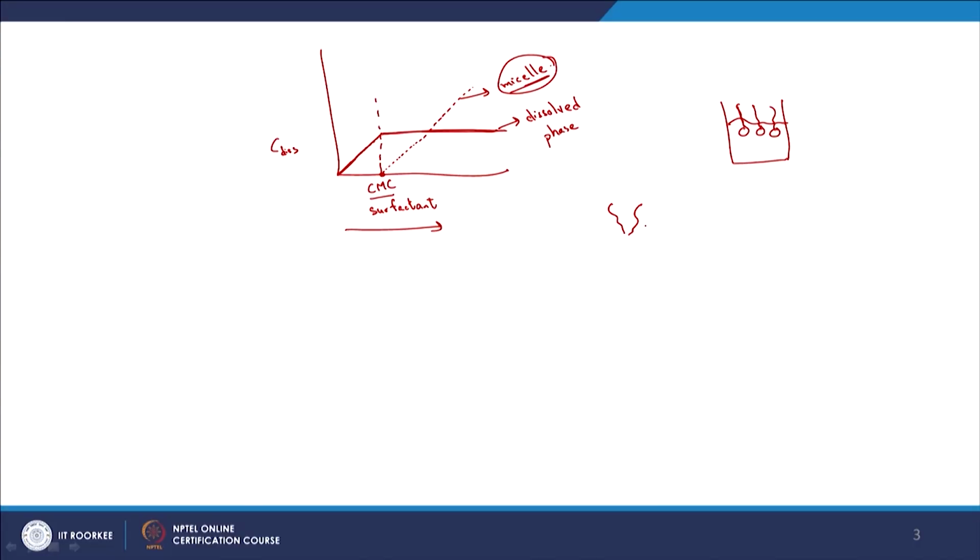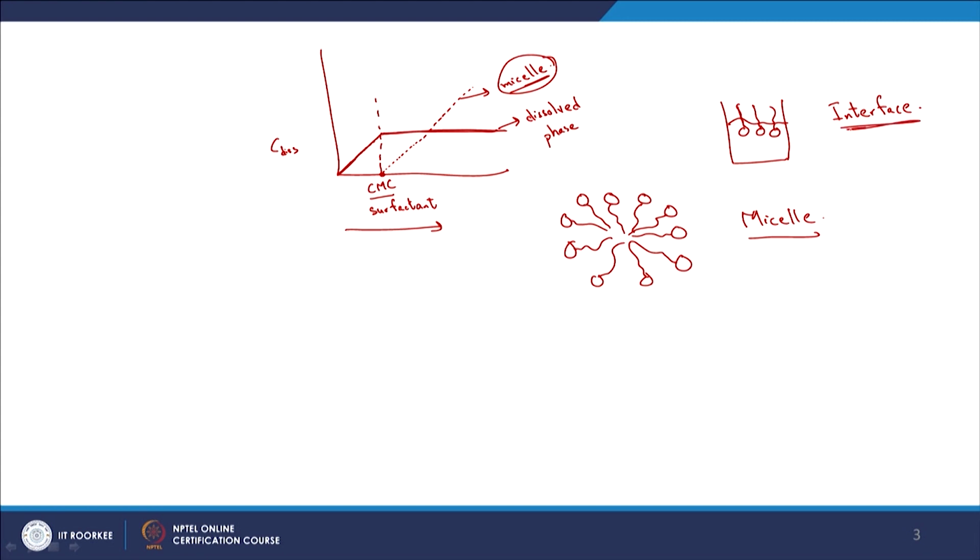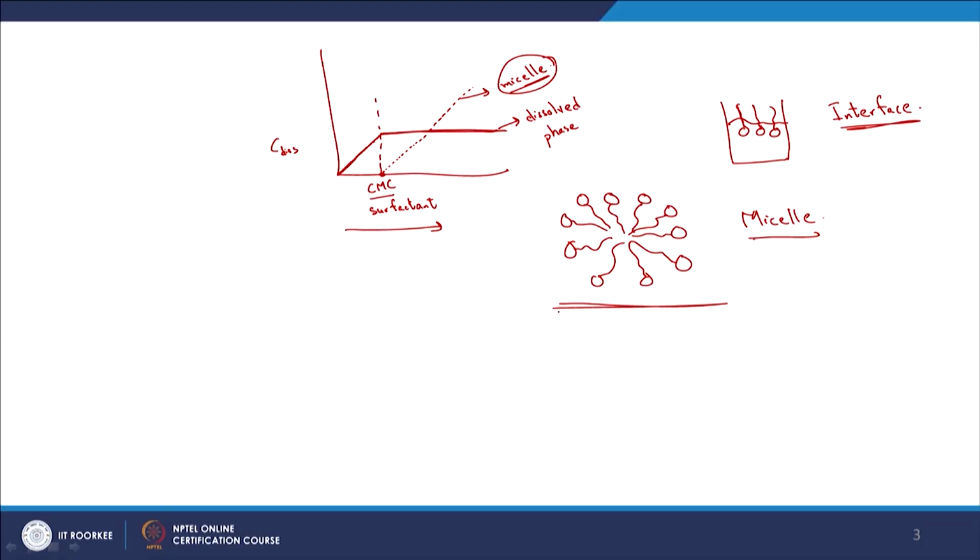And what is the typical shape of these micelles? It is something like this: you have the hydrophobic tails inward and hydrophilic heads outward. So, this is the typical structure of a micelle, right. Typically, first you will have the interfaces occupied, that is self explanatory, and once all the interfaces are occupied and you also reach the critical micelle concentration, then you start observing formation of these micelles.